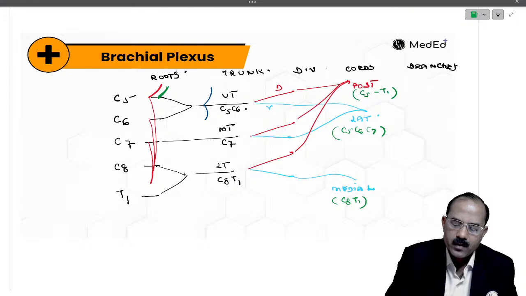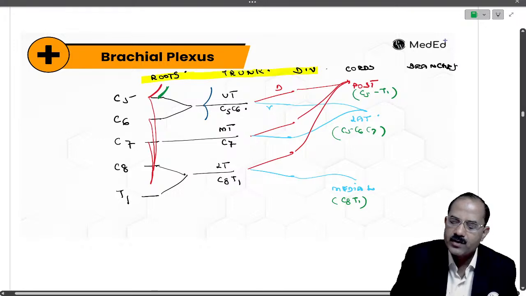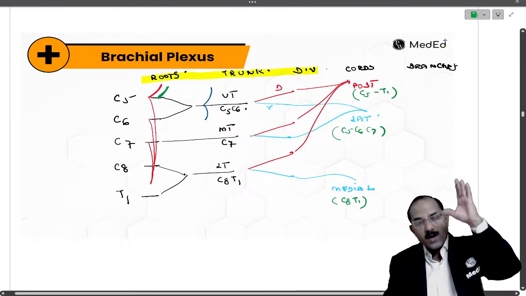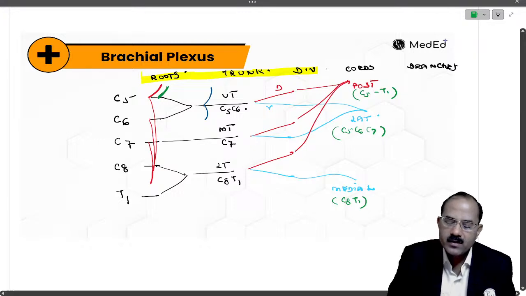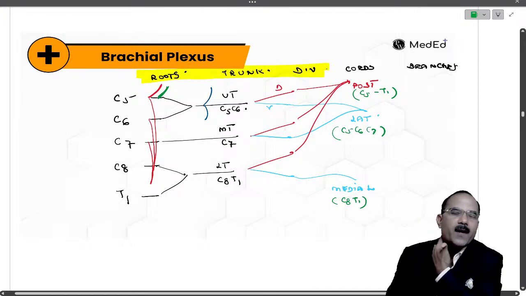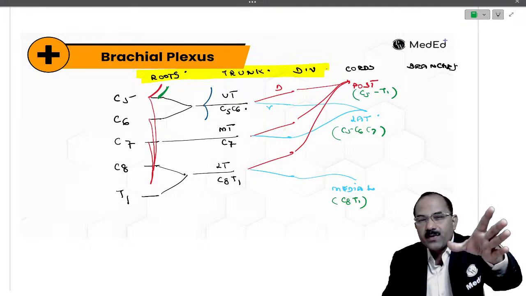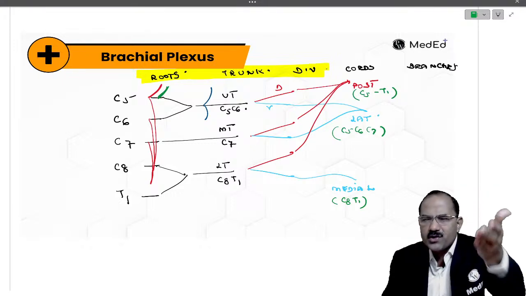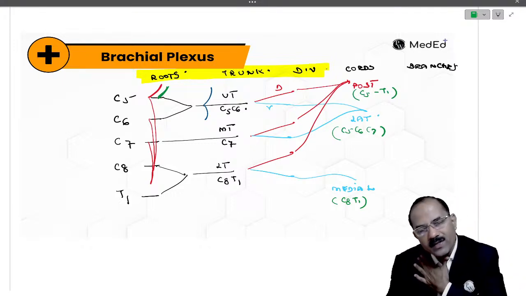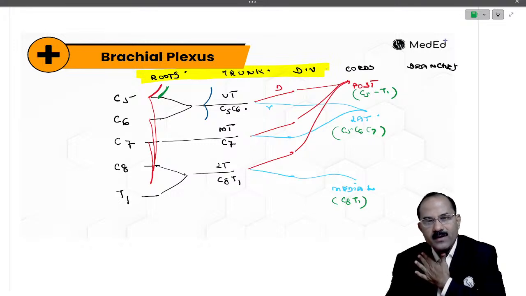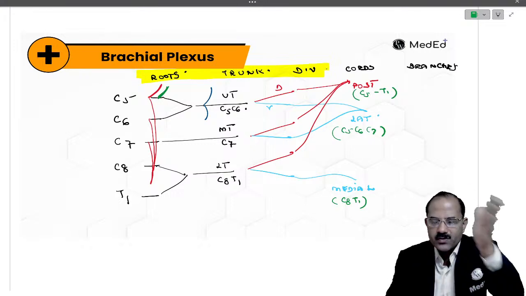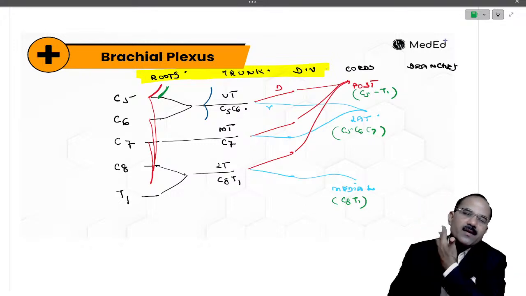The roots, the trunks, the divisions, cords, and nerves. Now, out of this, the roots, the trunks, and the divisions, where do they lie? They lie in the neck. The roots and trunks lie in the neck. Some books mention the divisions lie behind the clavicle. Okay. So normally when we say the roots, trunks, and divisions, they lie in the neck.